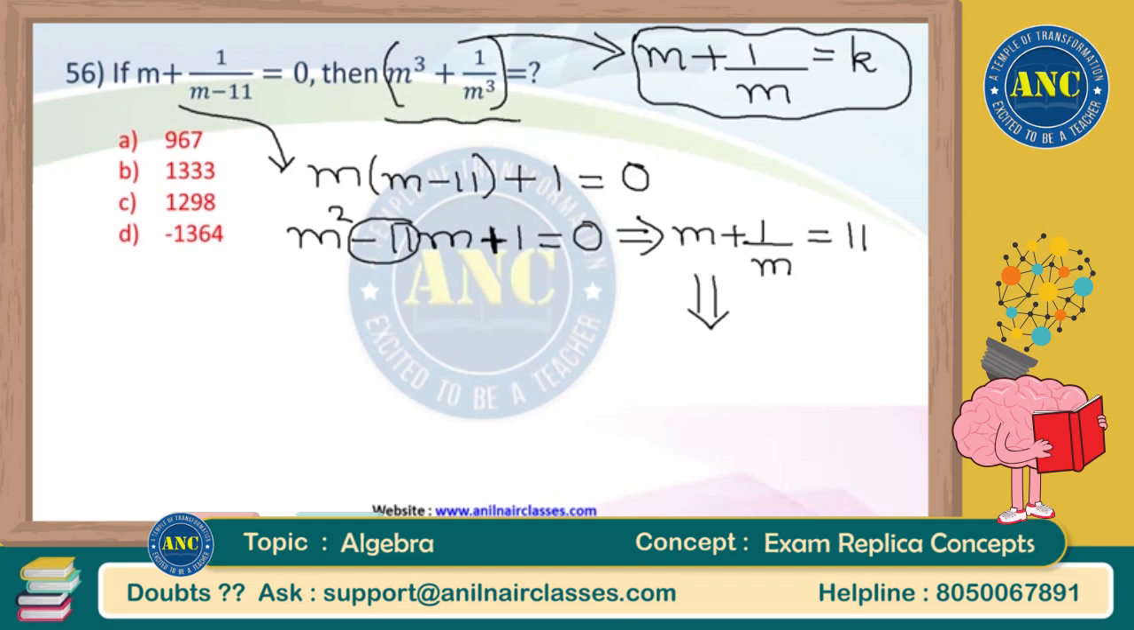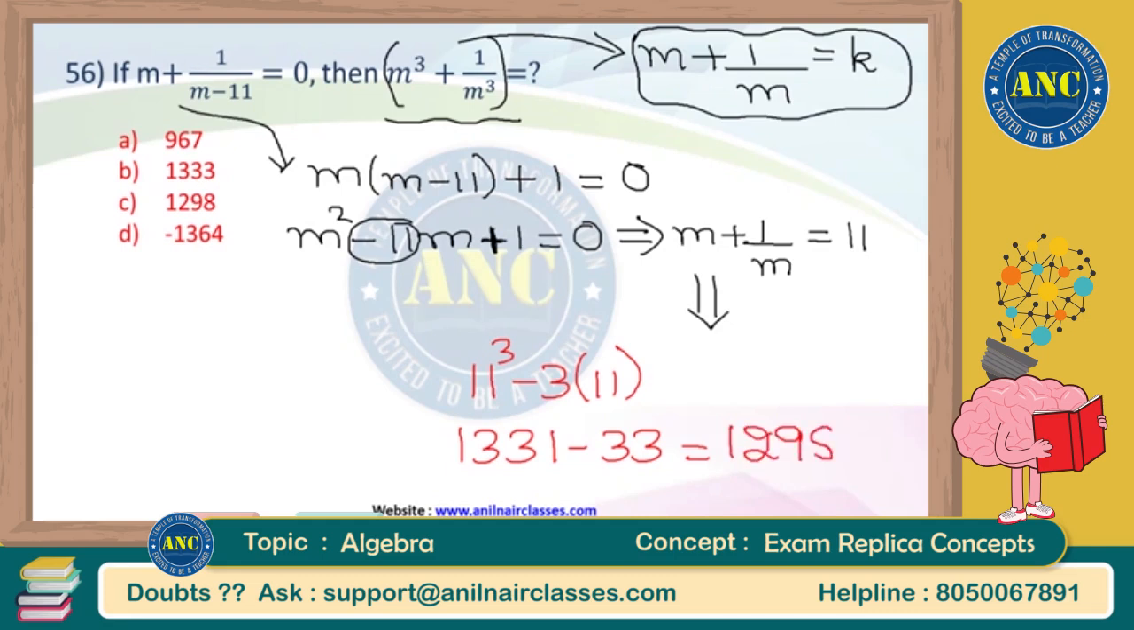m cube plus 1 by m cube, is it a difficult task? I am sure that it is not a difficult task. It is k cube minus 3k. It is 11 cube minus 3 into 11. 11 cube is 1331 minus 33. 1331 minus 33, it is 1298. The answer for this question can be easily got as 1298, and that is nothing but your option C. I hope the idea is clear, sir.